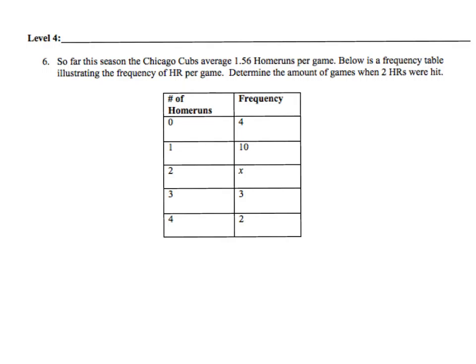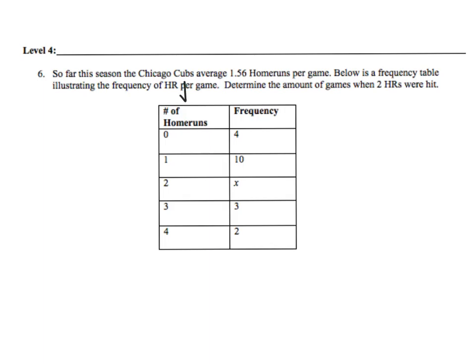So if you notice the number of home runs here and the 2 row, there is no frequency. So we have to figure this out. Like I said, you can guess and check all you want to figure out what the average would be to get 1.56. Or you can go about it the same way that we would if we did know that information. So remember, we would multiply across to find how often this happens.